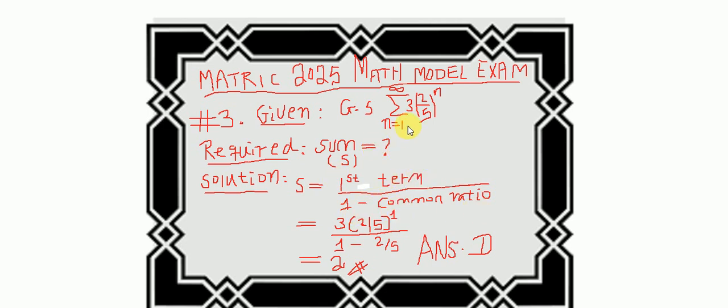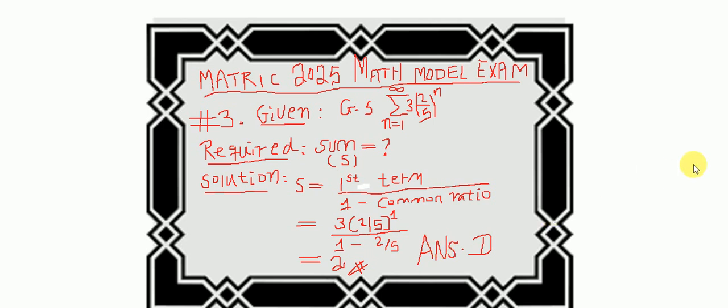The first term is what we get when we put the smallest n value, here 3 times 2/5 raised to 1. Then the common ratio is 2/5, so 1 minus 2/5 simplifies. 3 times 2/5 is 6/5. The denominator is 3/5. 6/5 divided by 3/5 is 2.